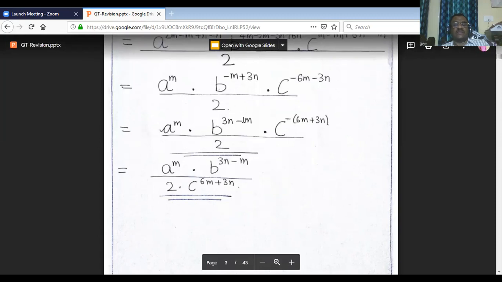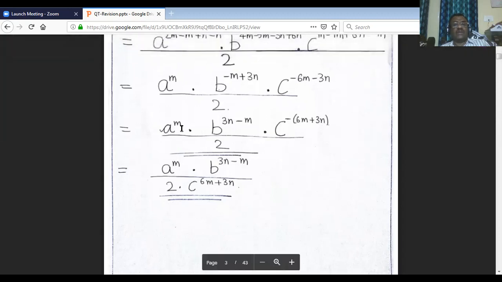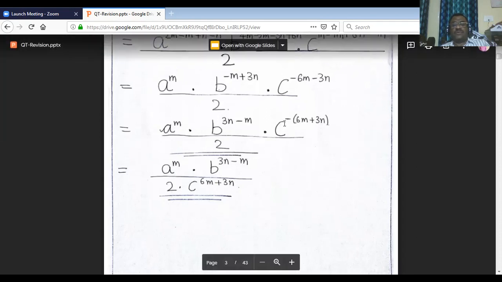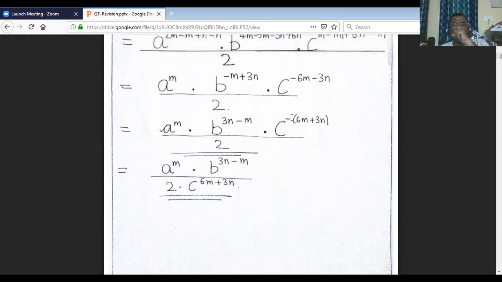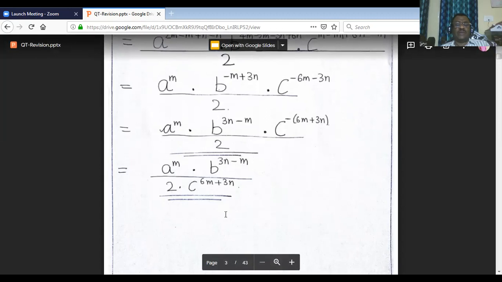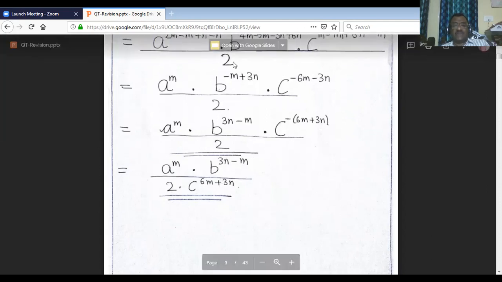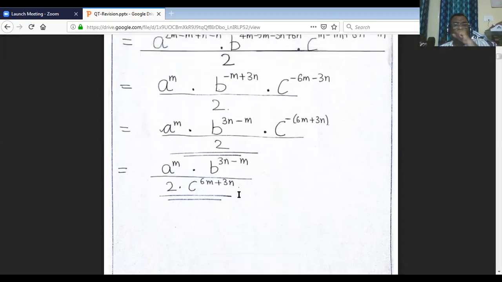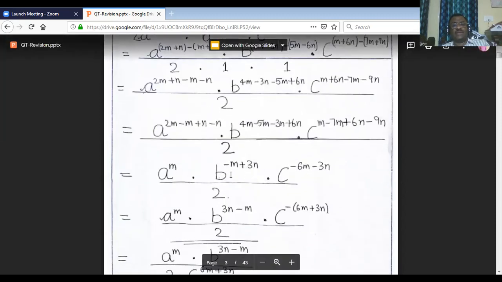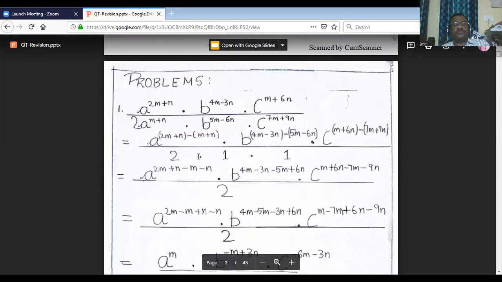That is 3n minus m. This is for arrangement; either you can retain the same thing as it is. C to the power of minus of 6m plus 3n. Now this is going to be a to the power of m, b to the power of 3n minus m. Because of this minus sign, you can take c from the numerator to the denominator. This is c to the power of 6m plus 3n. This is how we can apply the laws of indices as a basic application.